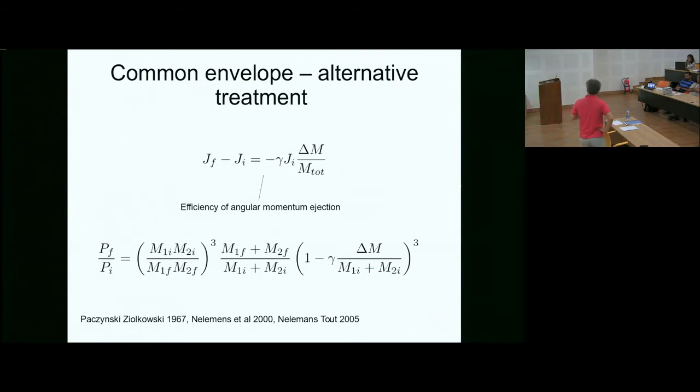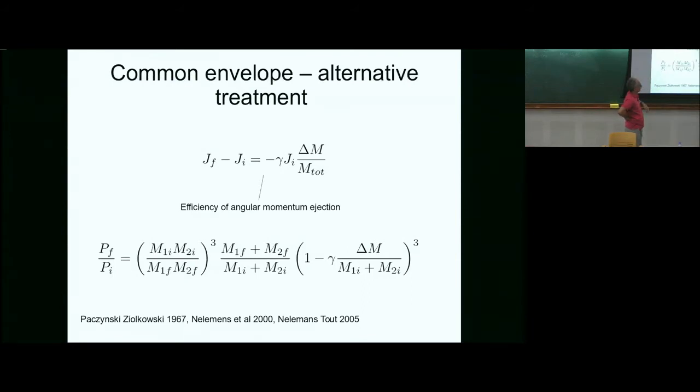And the idea here is that you don't really look at the energy balance, you look at the angular momentum balance, and you look at what is the amount of angular momentum that is removed from the system, and you parameterize it by a parameter gamma. So alpha and lambda are already taken, so we have to use another name. And the amount of angular momentum that is taken from the system is proportional to gamma times the amount of matter that is expelled from the system. And from that, and from the definition of the angular momentum, you can obtain this formula, which can easily be derived.